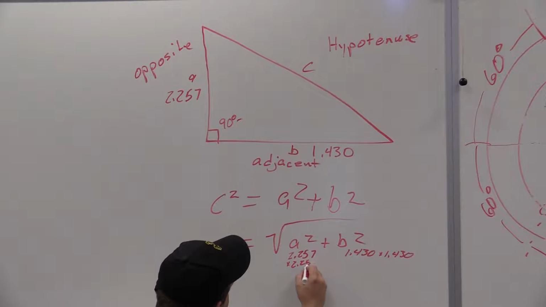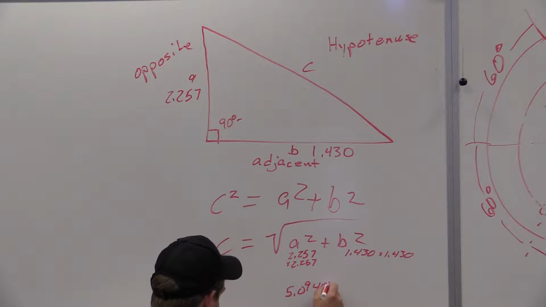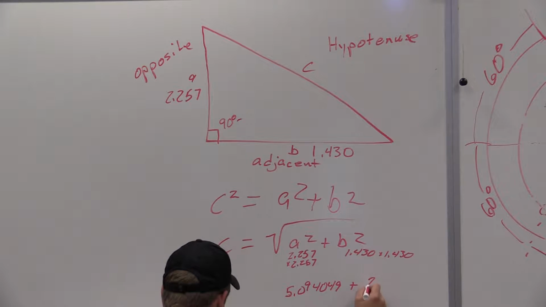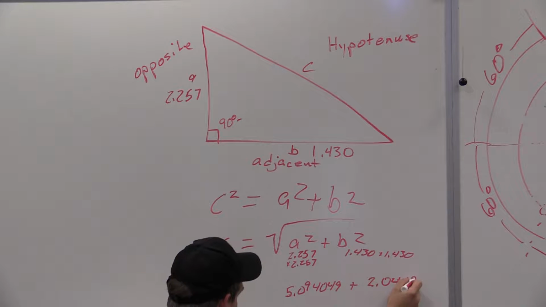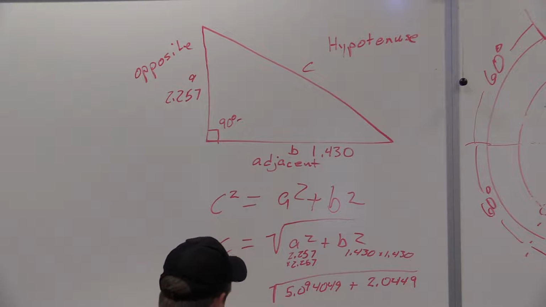times 2.257, and we end up with 5.094049 plus 2.0449. Now we're going to add those, which ends up being 7.1388949. Square root of that is equal to 2.6719.